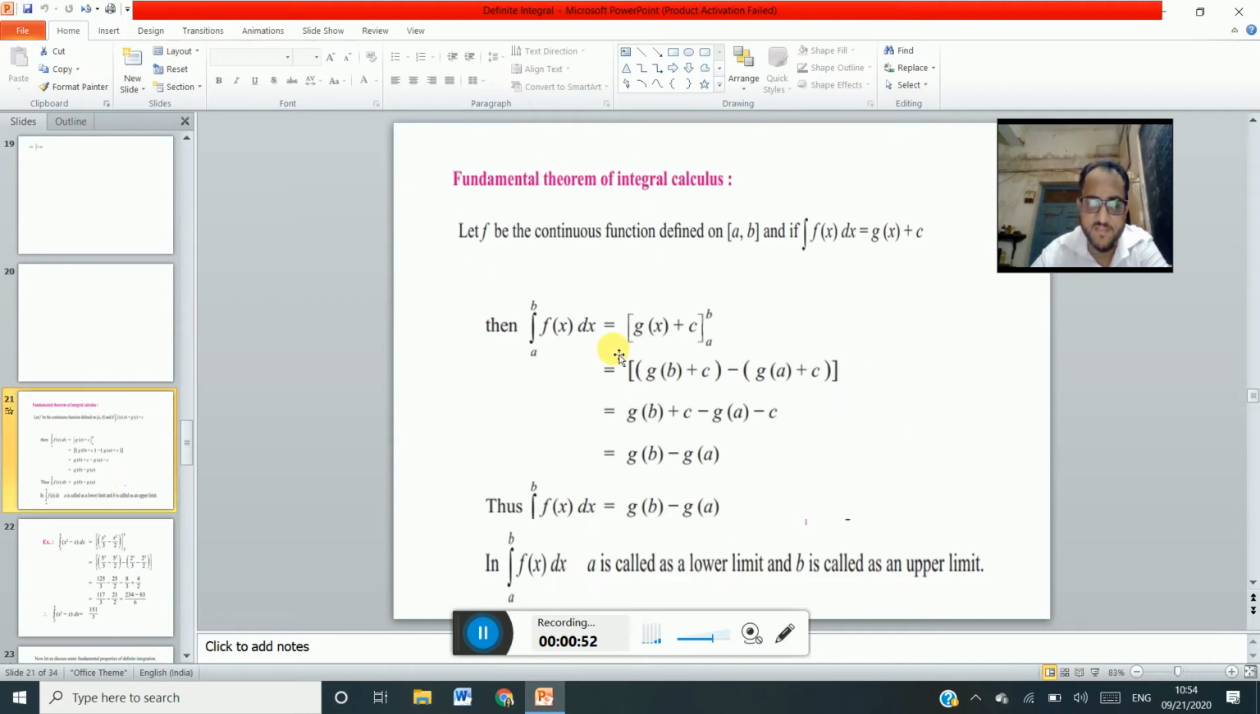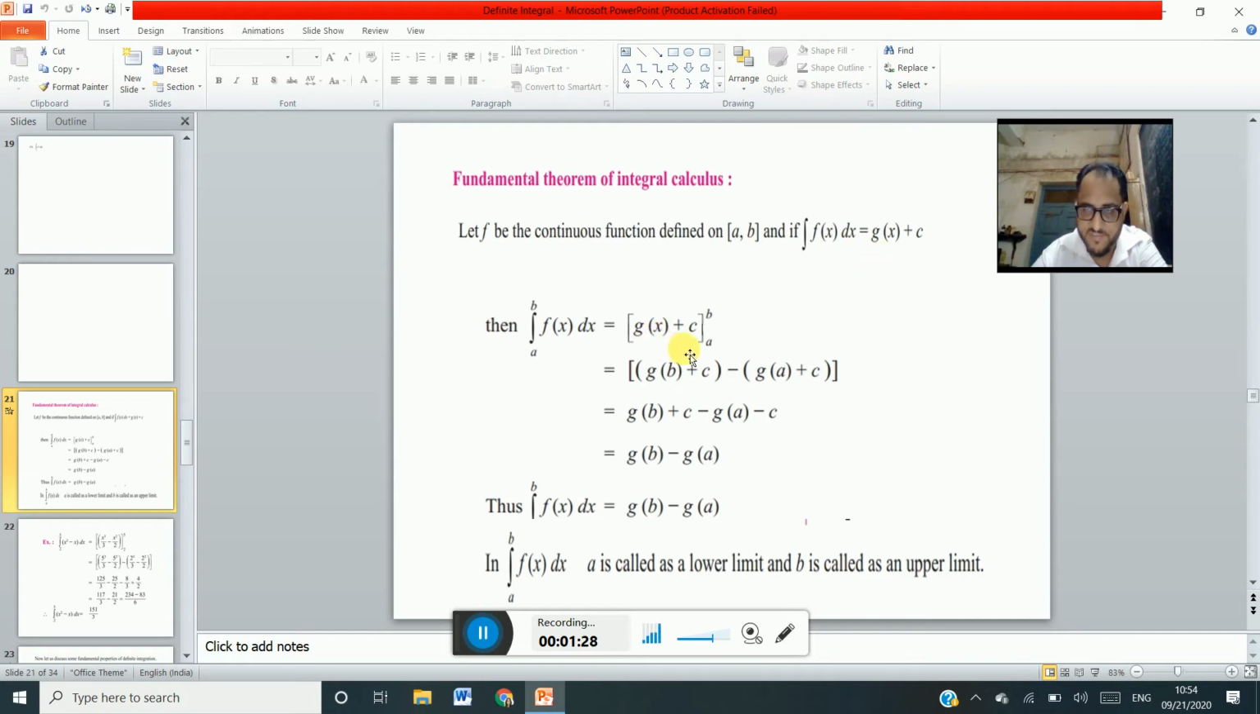So what is this? Let f be a continuous function defined on the closed interval [a, b], and if the integration of f of x equals g of x plus c, where c is the constant of integration, then the integration from a to b of f of x dx. What is a to b? Here in definite integral, a is the lower limit and b is the upper limit. So the result of the integral is the same as in the previous chapter, that the integration of f of x is g of x plus c.